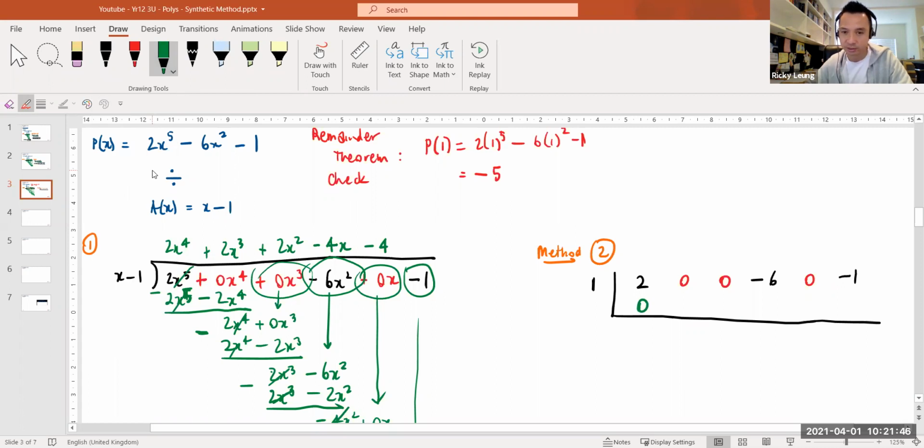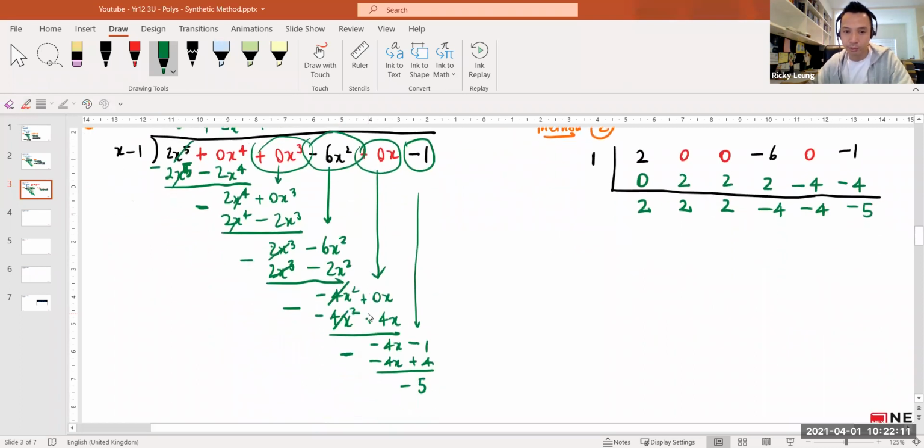This is really easy. Add, times, because it's the 1. Add, times, 2 with 1. Add, times, add, times, add, done. 2, 2, 2, negative, boom. Remainder of -5, boom. So it's almost therapeutic to do it this way.